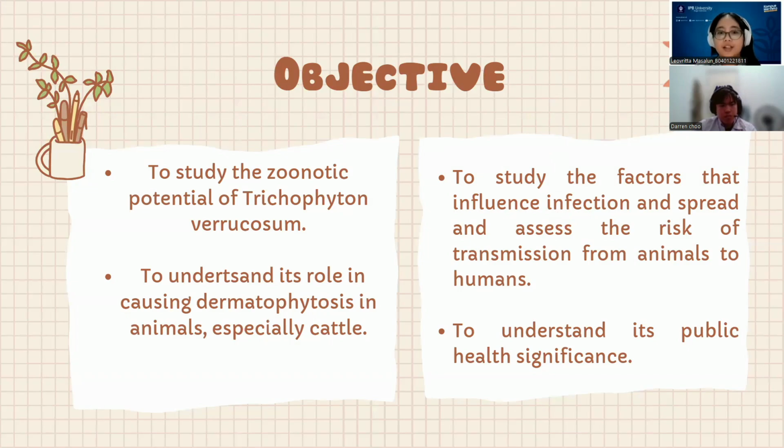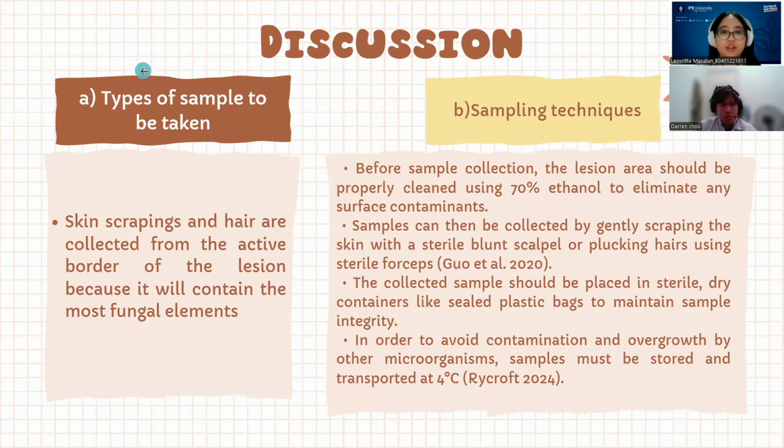So for the objectives in this paper, first is to study the zoonotic potential of Trichophyton verrucosum. Second is to understand its role in causing dermatophytosis in animals, especially cattle. Third, to study the factors that influence the infection and spread and assess the risk of transmission from animals to humans. And lastly, to understand its public health significance. So we will start the discussion.